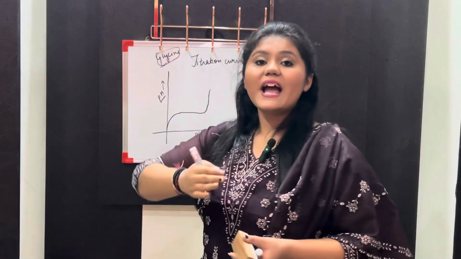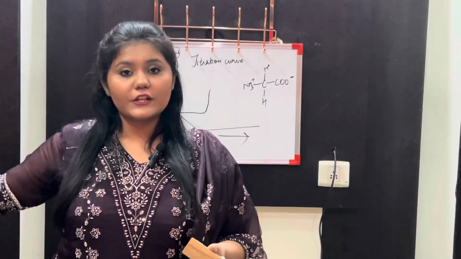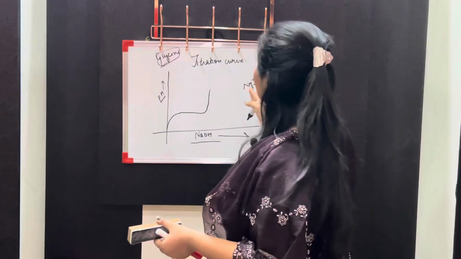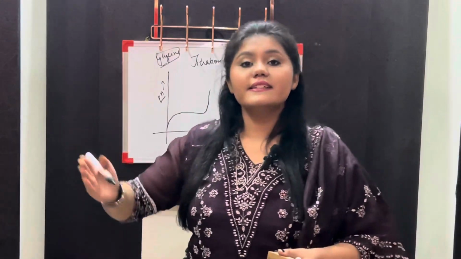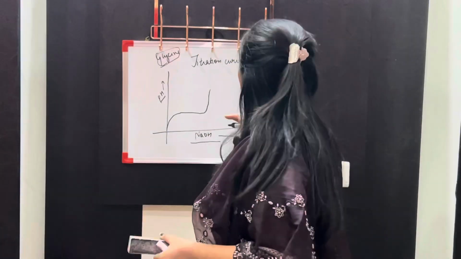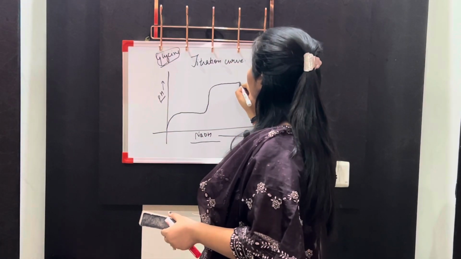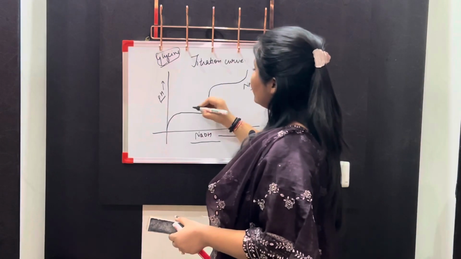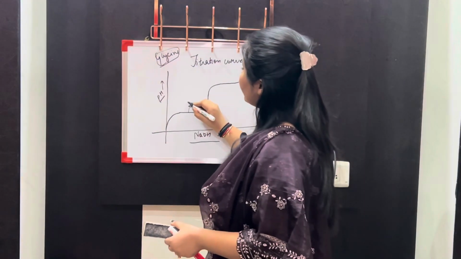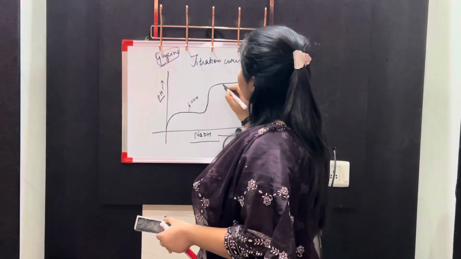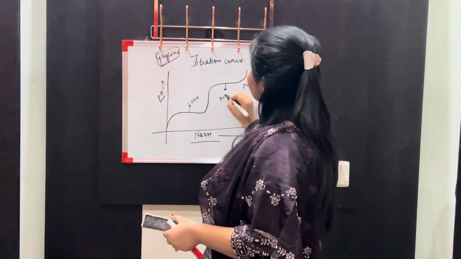Now what will happen as we keep increasing the pH gradually? The NH3 will also start losing its H plus ions and will tend to become NH2 group, right? So what will happen? It will try to become NH2 group. So the second peak that we'll get here. So this peak is for COOH group. This peak is for NH3 positive group.